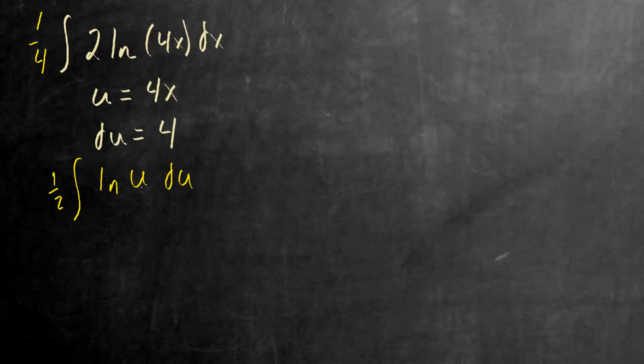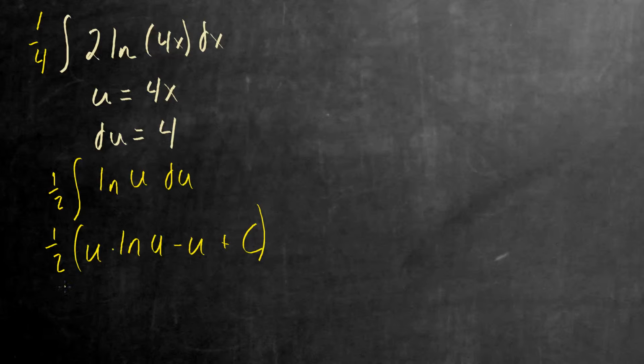Now, this is not one that I necessarily have memorized from the back of the book. The antiderivative of natural log of u du is u natural log u minus u plus c. We've still got a 1/2 in front of the whole thing. Put our u back in, 1/2 times 4x times the natural log of 4x minus 4x plus c would be just fine to finish that. You could multiply the 1/2 through and call it 2x and 2x.